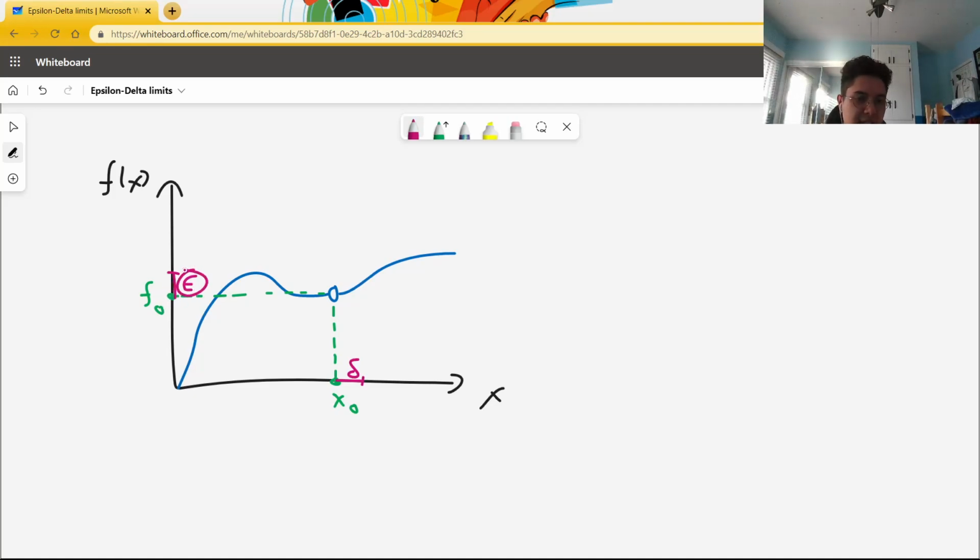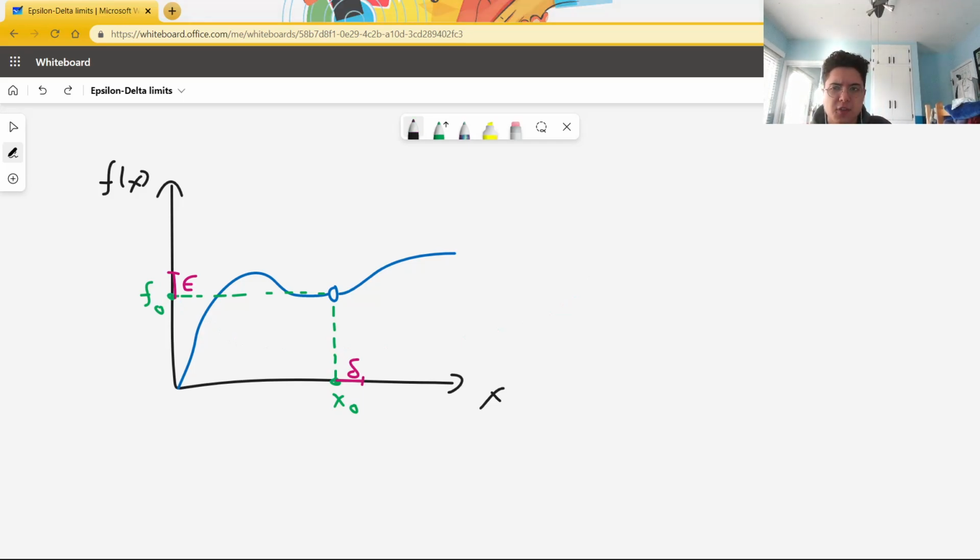The point of an epsilon delta proof is to show that we can get arbitrarily close to f0, that is, epsilon can get very, very small, and for any epsilon, no matter how small, we can pick a delta such that x points which are within delta of x0 will have function values that are within epsilon of f0. The actual math of this proof goes as follows.